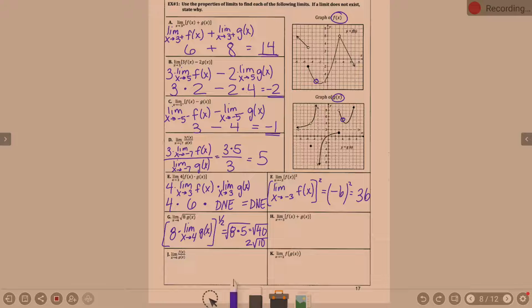Okay, H. The limit as x approaches negative 3 of f of x plus the limit as x approaches negative 3 of g of x. Well, I guess I'm going off the side. I wrote that too big to write underneath it. You guys have more room, so.